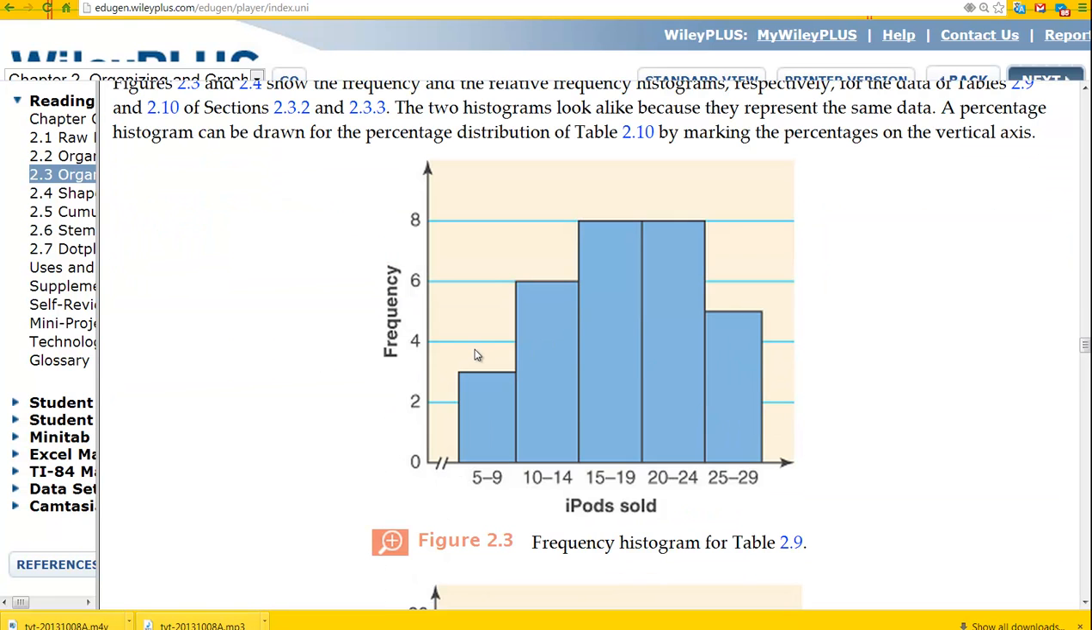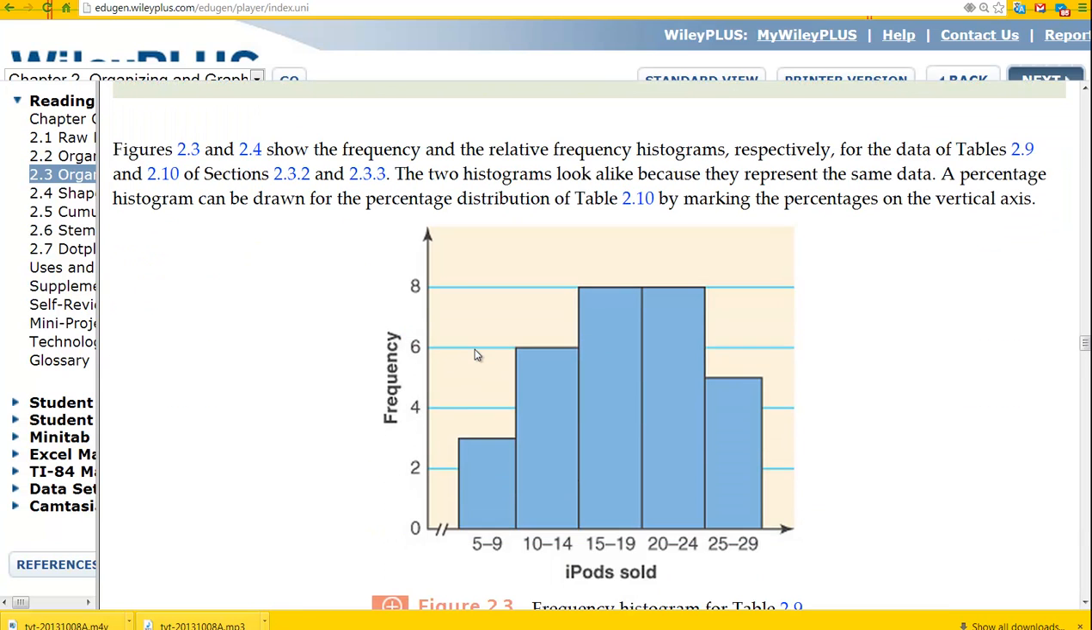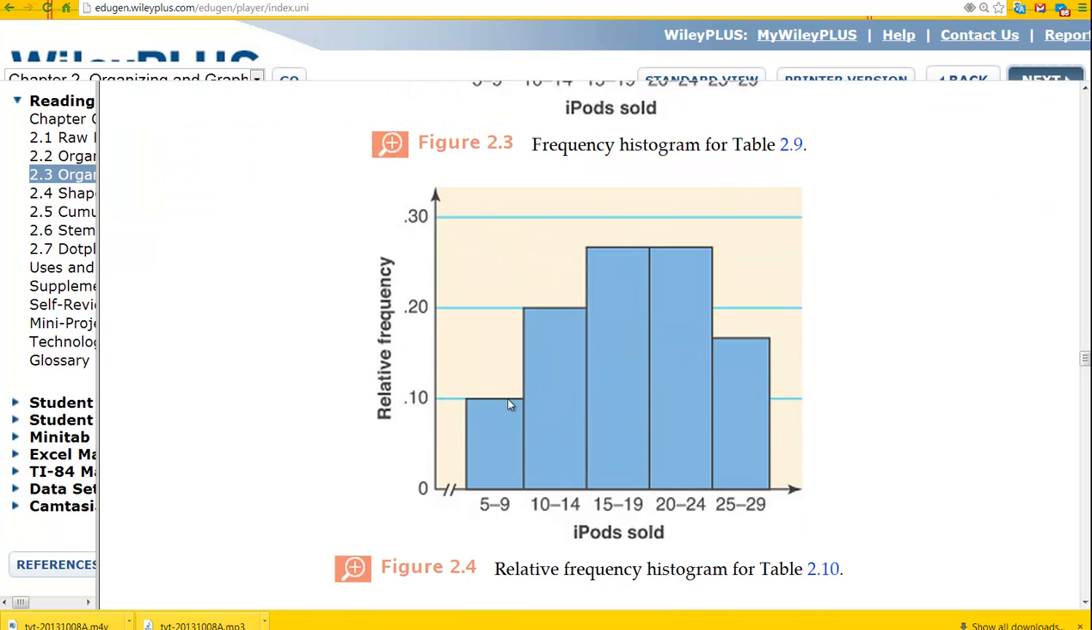So here's the frequency. And the relative frequency is what? How do we get the relative frequency from the frequency? This was 3, and the total amount of data, I think, was 30. So this is 3 divided by 30, which is 10%, right? And this one is 6. So 6 divided by 30, which is 20%, and so on. So we get 10%, 20%, and so on.